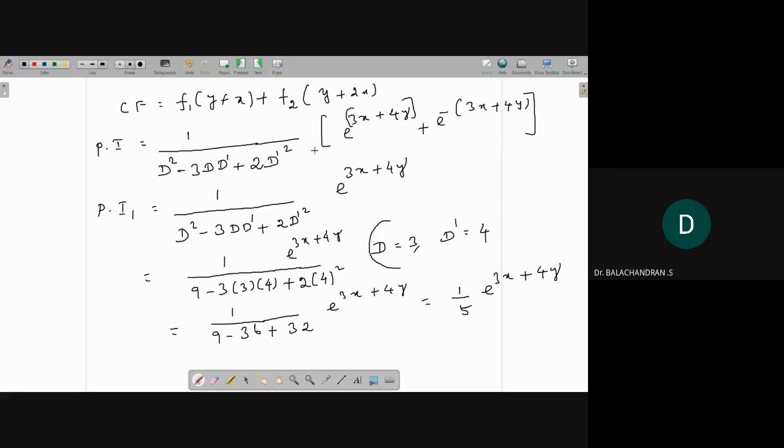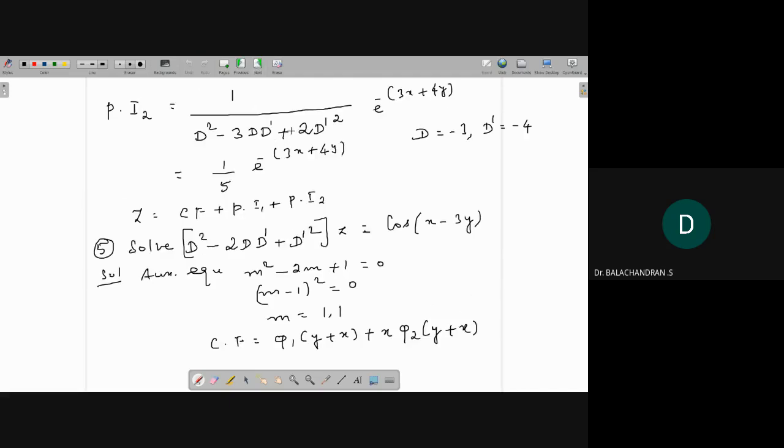So again, I split into 2, PI1 and PI2. You should replace d by 3 and d dash by 4, you will get PI1. Similarly, in PI2, you should replace d by minus 3 and d dash by minus 4. You will get PI2. So you can easily check it. The final answer is z equal to CF plus PI1 plus PI2. So up to this, the 4 problems come under category type 1.